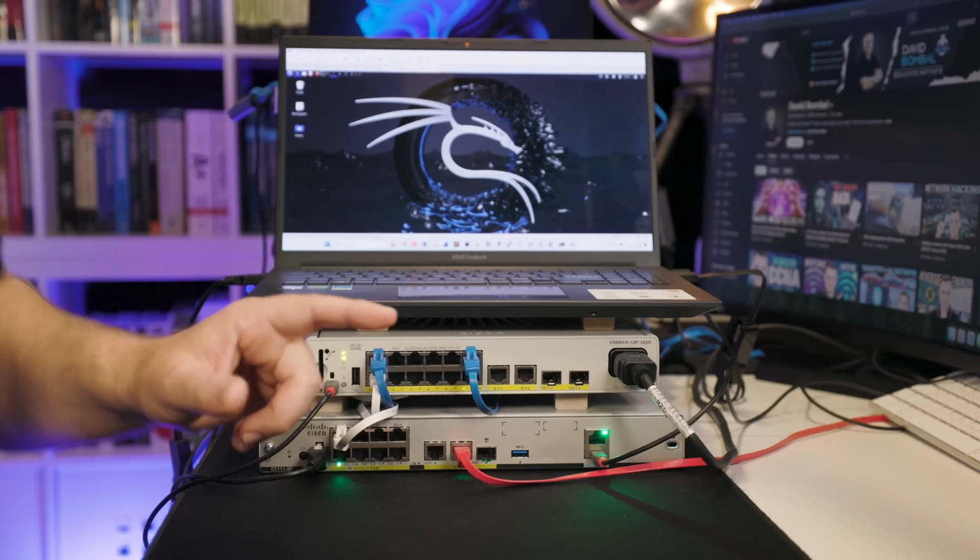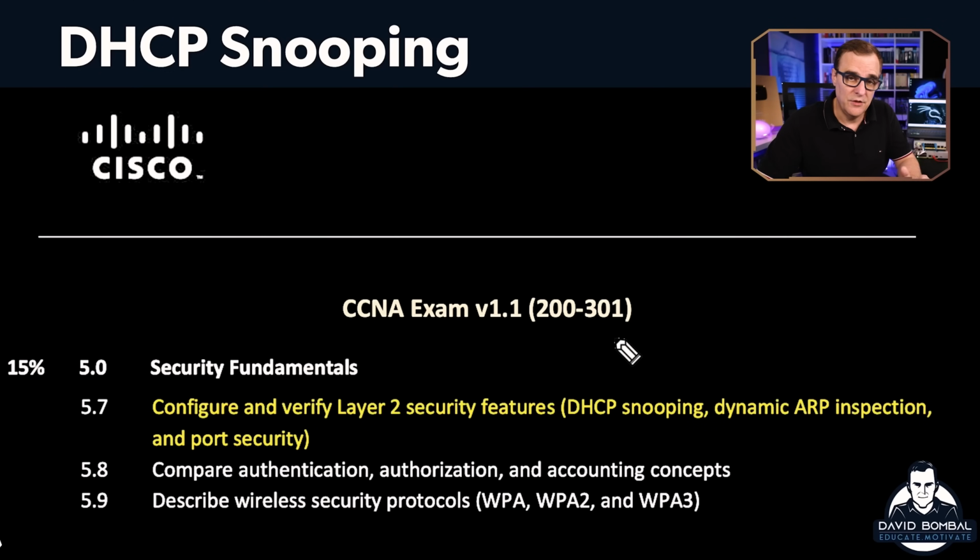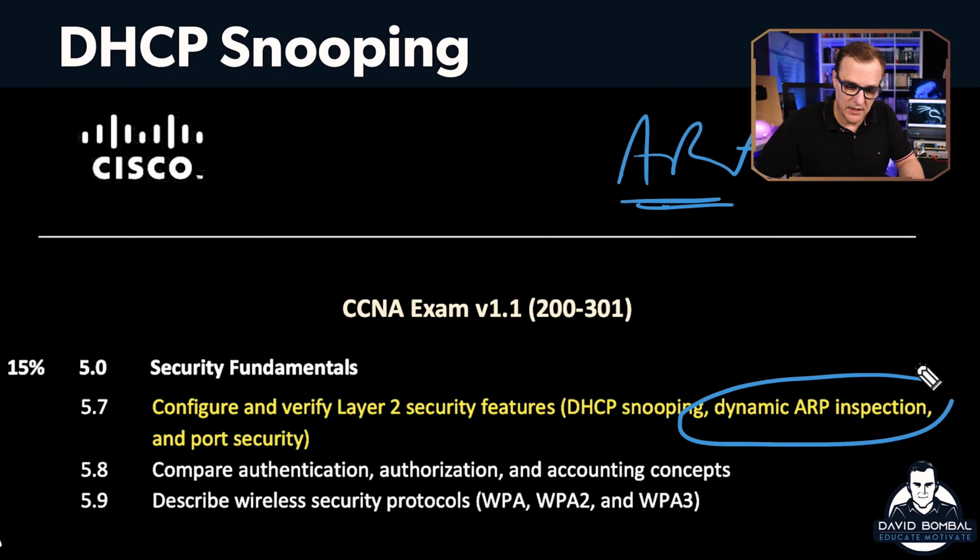In this video, I'm going to show you how to hack a network using a Python script. Now, in this example, I'm using physical Ethernet, but the script can also be used on a Wi-Fi network. You need to understand how ARP works for the CCNA exam, but also for the real world. In this video, we're going to be covering Dynamic ARP Inspection. This is part of 5.7 in the CCNA version 1.1 exam.